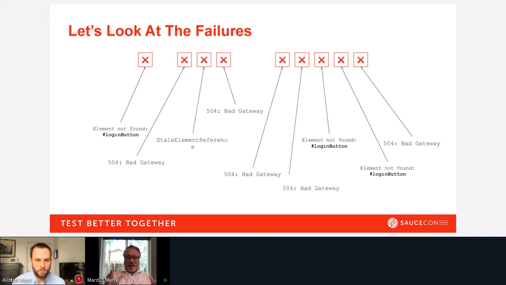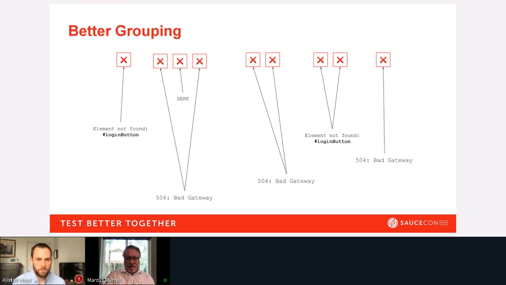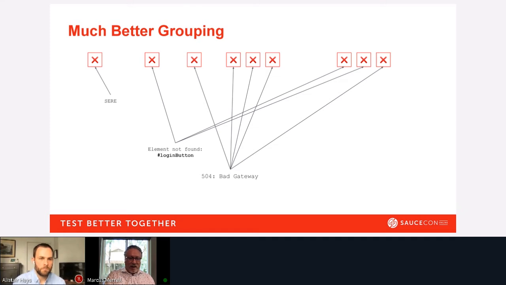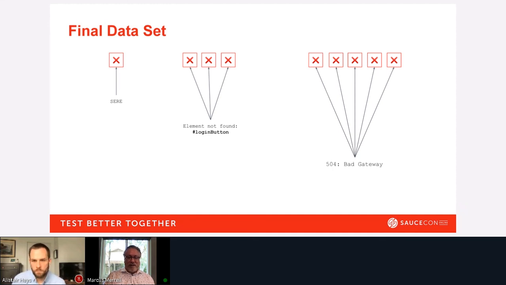Let's use our human brain to consolidate this a little bit. Let's group these errors. So there's an element not found, there's a couple 504s. Let's do a slightly better job of grouping, because this is probably what your first pass looks like. Here's your second pass of grouping. Now I know there are 3 element not founds, 5 504 bad gateways, and 1 stale element reference exception. And now I'm going to do the final iteration of my grouping, and I'm going to say, here's my daily job. I know that if I fix the 504, then those 5 failures either go away or go away to unmask the next failure, but hopefully they go away. By fixing one thing, you have fixed all 5 of those tests.